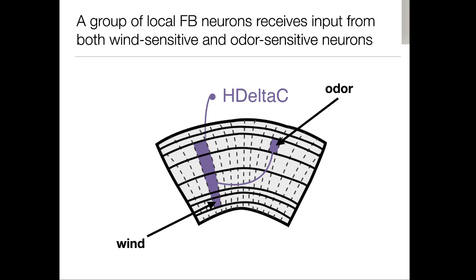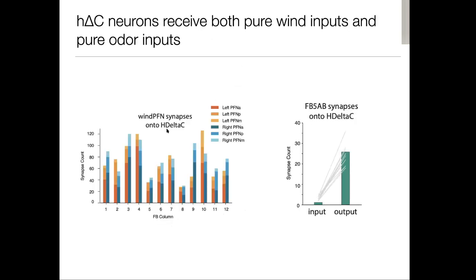And as I said, these get input at their dendrites from the wind-sensitive PFNs, the ventral PFNs, from both populations. And they also seem to get strong input from this neuron FB5AB, which strongly encodes odor and can drive upwind orientation. Interestingly, the FB5AB synapses onto H-delta C primarily target the output axons of these neurons. And so we think they may be poised to gate the output of these neurons.